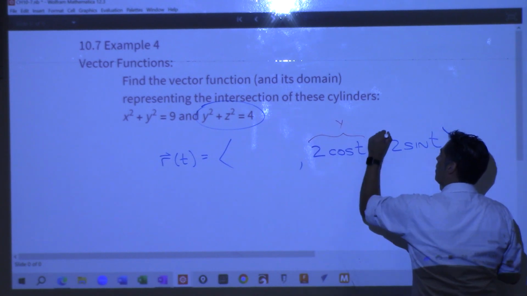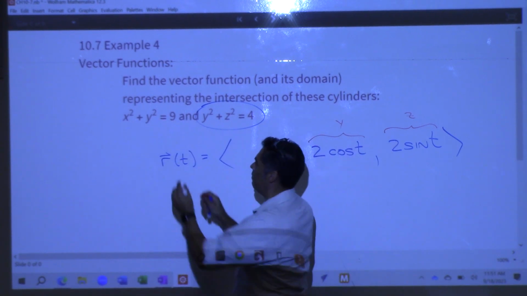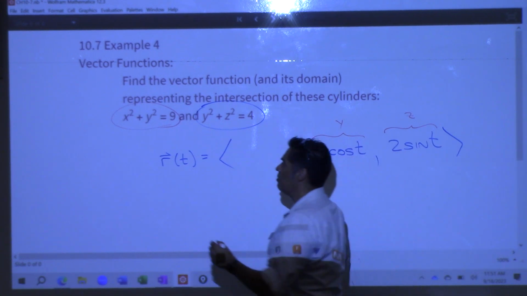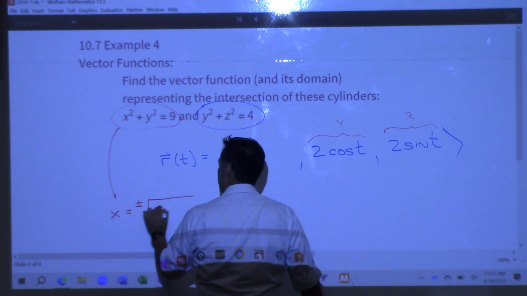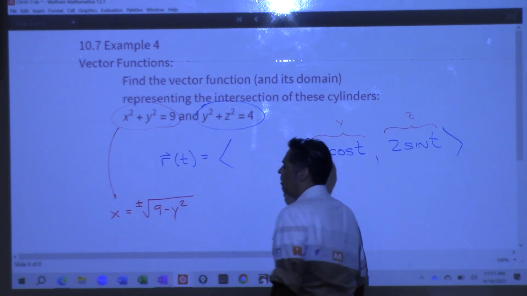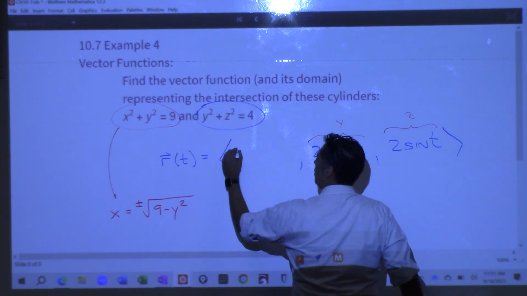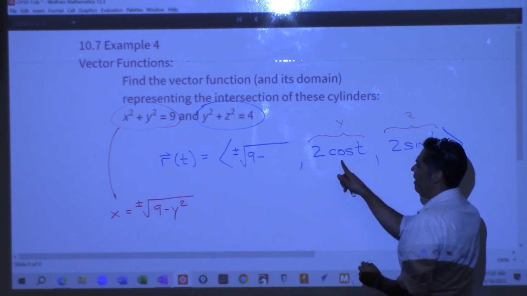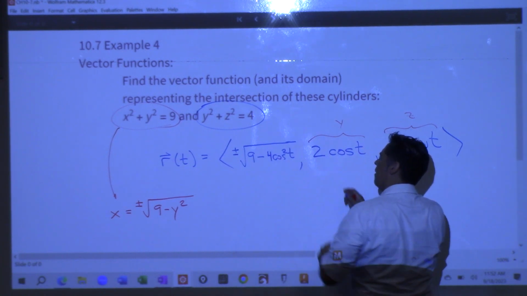All right, do y'all see that we know the y and the z this time? But now we need the x to put us on the other curve. So what can I do here? Solve for x, right? If we solve that for x, we get x is plus or minus the square root of 9 minus y squared, right? Same method that we just used a second ago. We know what y is, don't we? So now this becomes plus or minus the square root of 9 minus, square that, 4 cosine squared t. There we go.